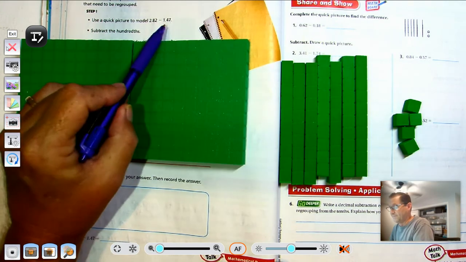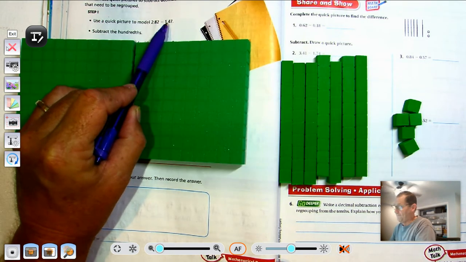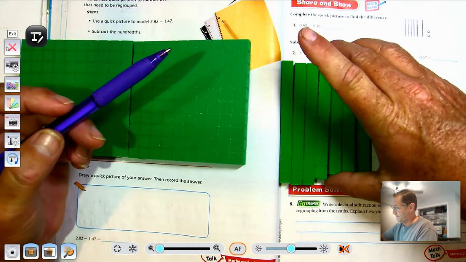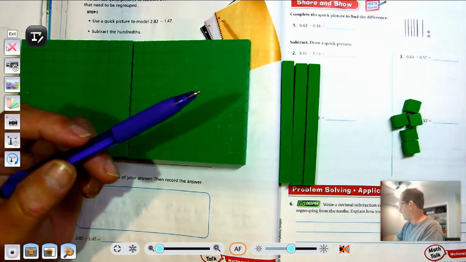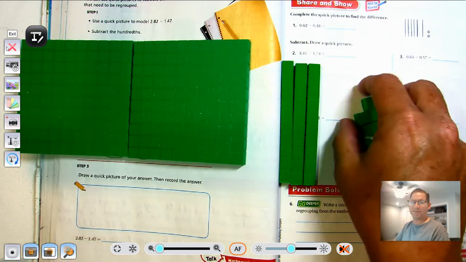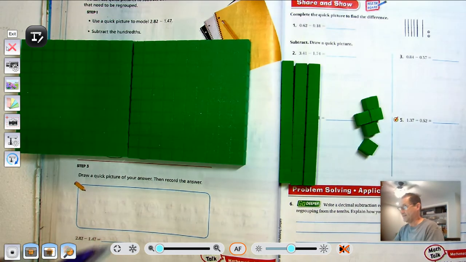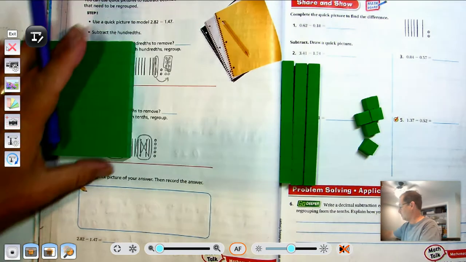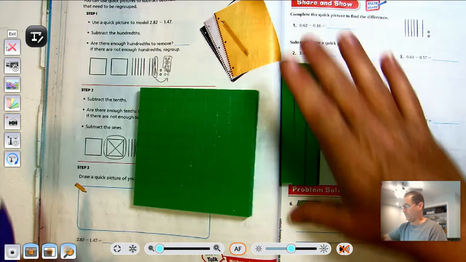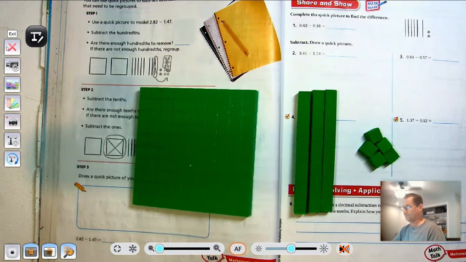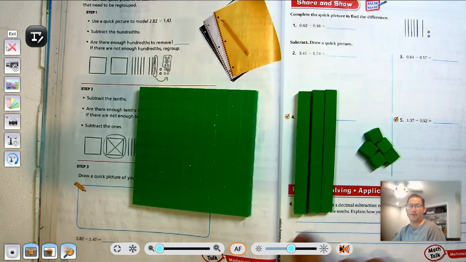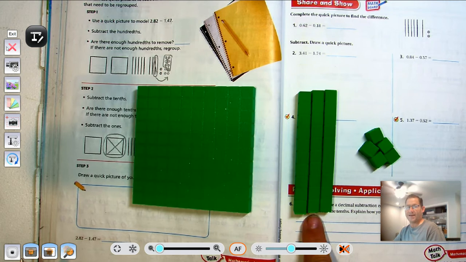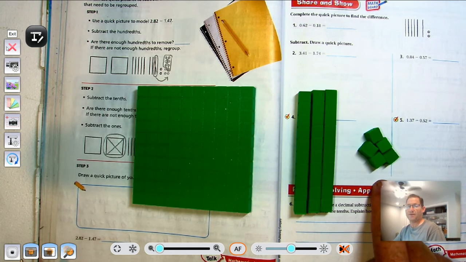Now we look at the next place value. We have to take away 4 tenths. I can take away 4 tenths. I don't need to regroup that. So take away the 4 tenths. And then we need to take away 1 whole. Okay. So take away 1 whole. What are we left with? We're left with 1 whole, 3 tenths, and 5 hundredths. So 1 and 35 hundredths.